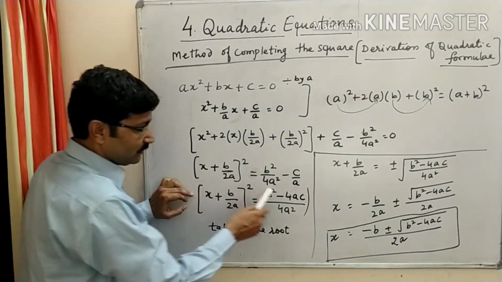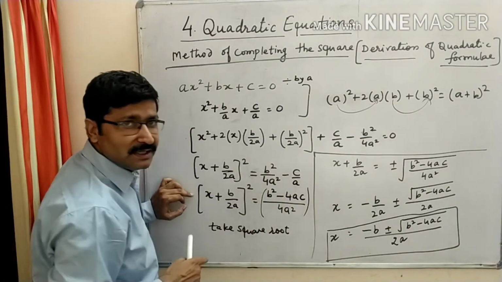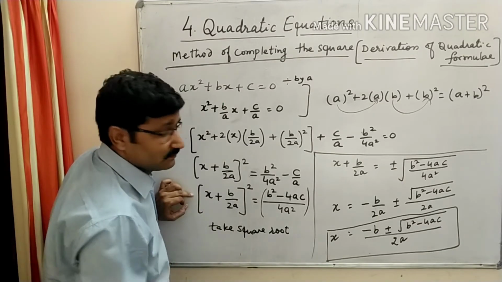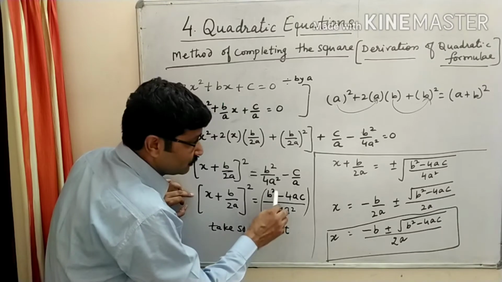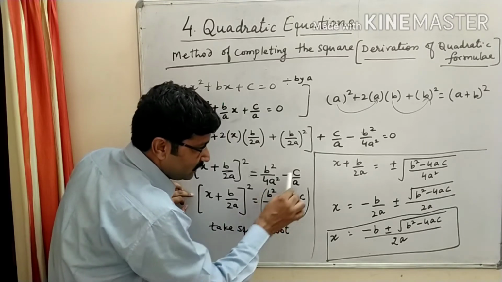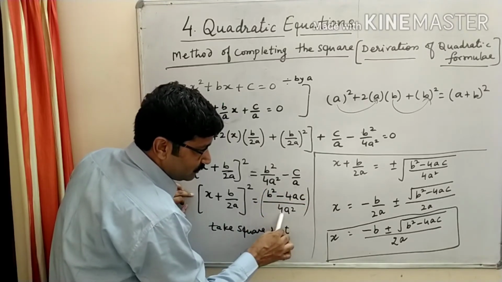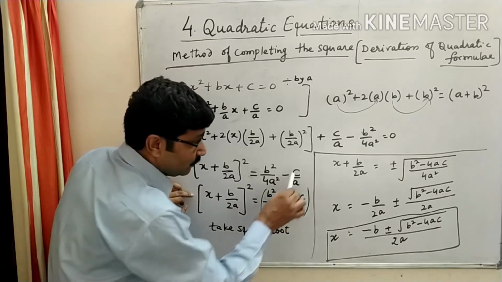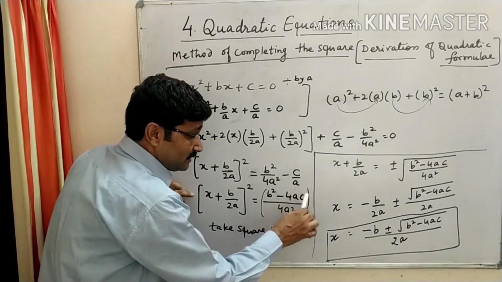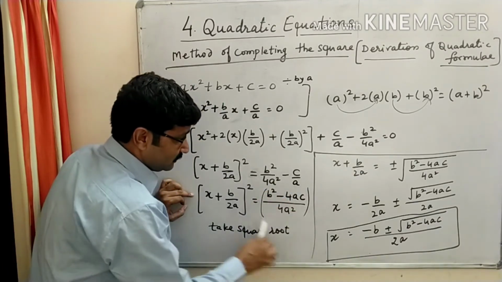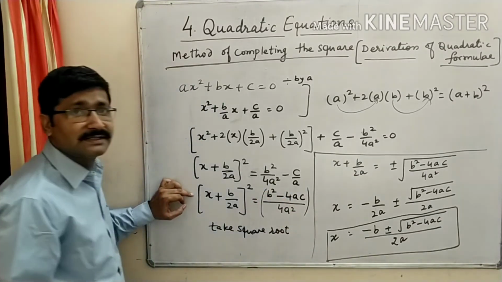After this, you take the LCM. The LCM is 4a square. With 4a square and 4a square you have to multiply by 1 only, so you get b square. Now for the other term you have only a, so you have to multiply by 4a. 4a into c is 4ac, you get 4ac here. So solve the right hand side.